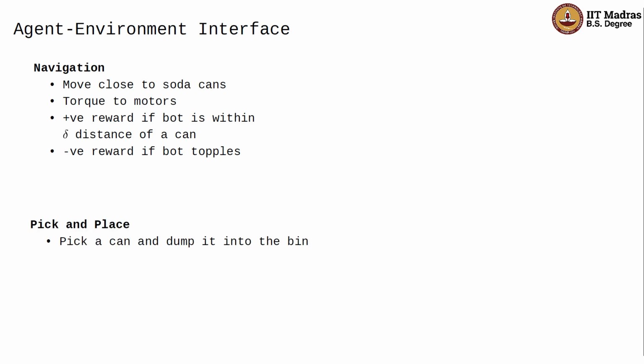Now let's look at another problem. Assuming that you have managed to navigate and move close enough to an empty soda can, what is the next problem that you have to solve? You need to pick the empty can and place it inside your bin. That's what you have to do. So what could be the actions here? Again, torques to motors. Only difference is that the motors here will be different. The motors here will not control how the robot moves with respect to the room, but how the arm and the gripper move relative to its own body.